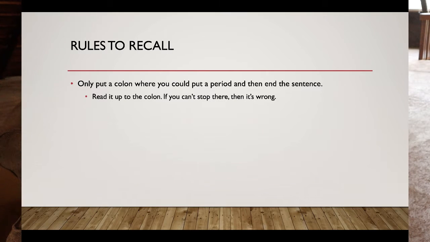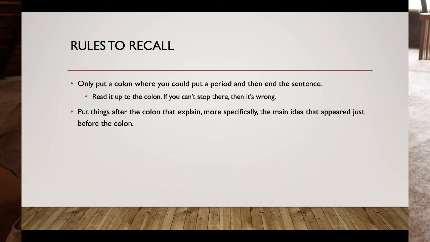So what is the takeaway from our 5-minute fix on colons? Only put a colon where you could put a period and then end the sentence. Read it up to the colon. If you can't stop there, then it's wrong. Put things after the colon that explain more specifically the main idea that appeared just before the colon. If you'll remember those things, then you'll flush away most of the problems you'll have with colons.